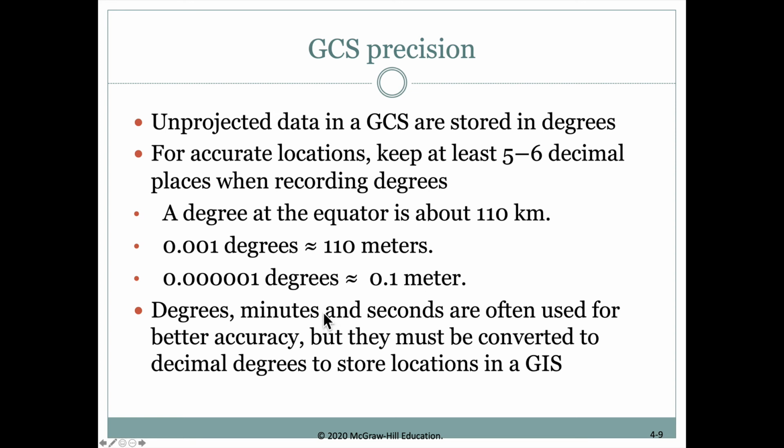And we can also use degrees, minutes, and seconds. They can give us better accuracy, but when we store those in the GIS, they're just converted into decimal degrees anyway. So we really want to be certain that our decimal degrees have enough decimal places in order to best capture that location on the surface of the Earth.